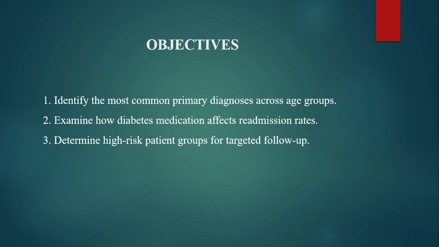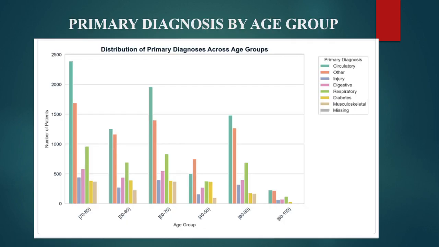The goal of this analysis was to identify the most common primary diagnoses across different age groups, to examine how diabetes and its medication affects readmission rates, to assess how readmission rates vary by age group, and draw insights that could inform better healthcare interventions.